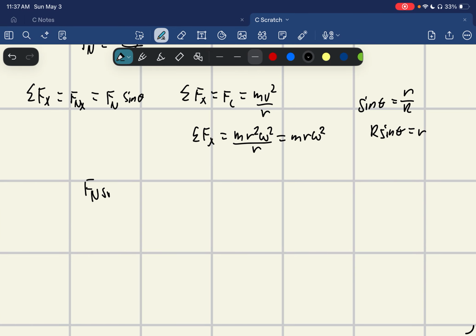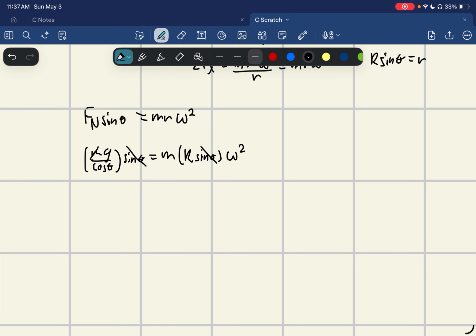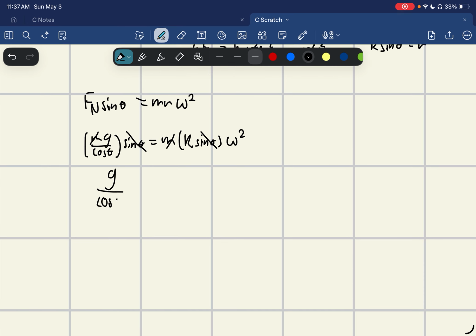Okay, so then we'll equate the two net force x equations together. So F_n sine theta is equal to m little r omega squared, and then we can plug in F_n with what we found earlier, which is mg over cosine theta, times sine theta. And then we can replace little r with what we found, which is big R sine theta, times omega squared. And then since there's sine theta on both sides, we can cancel those out. And there's an m on both sides, so we can cancel that out. So you're left with g divided by cosine theta is equal to big R omega squared.